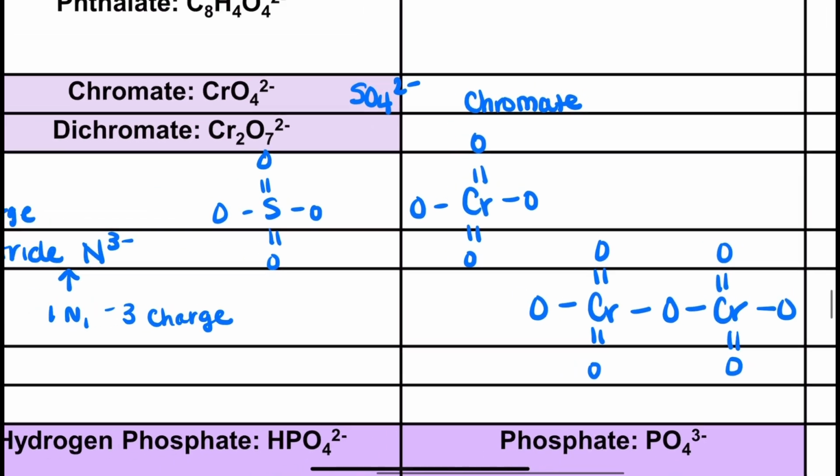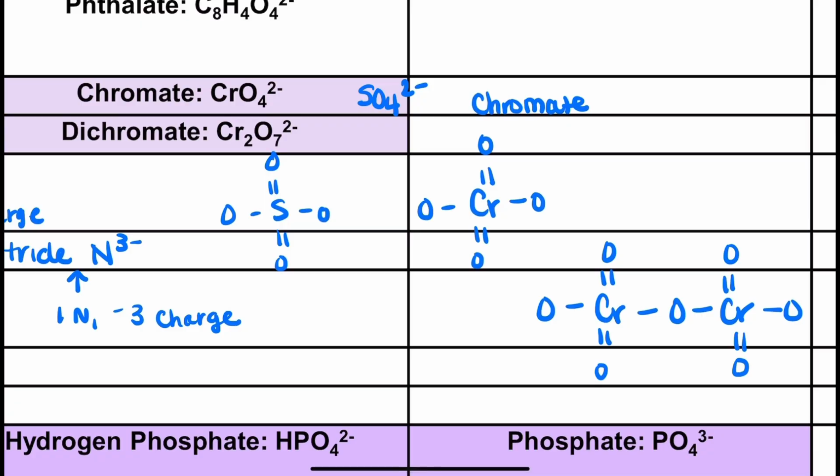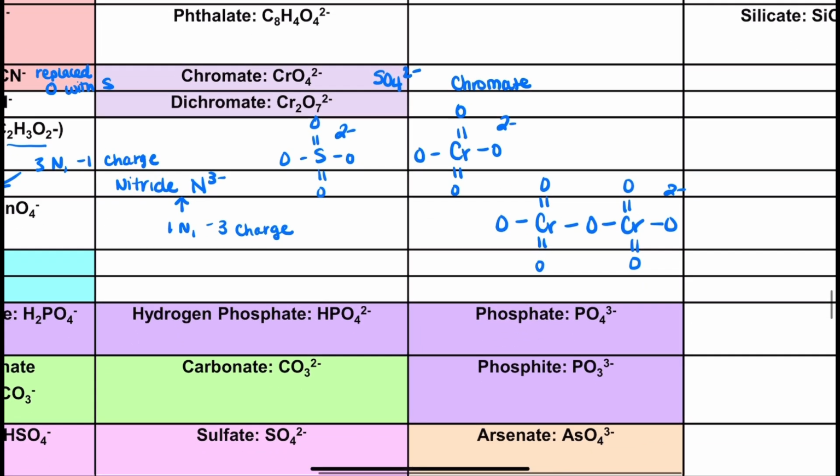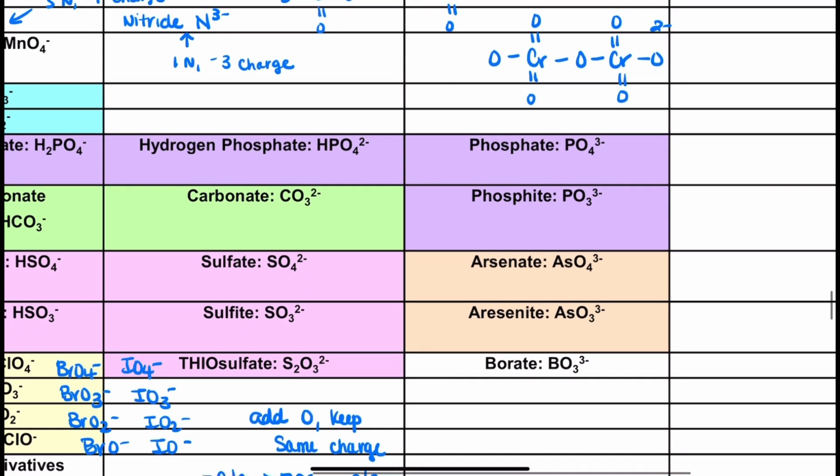So chromate, dichromate both have a -2 charge. Sulfate also has a -2 charge. But you can see CrO4 2 minus versus Cr2O7 2 minus. Again, I'll talk about phosphates in a sec.